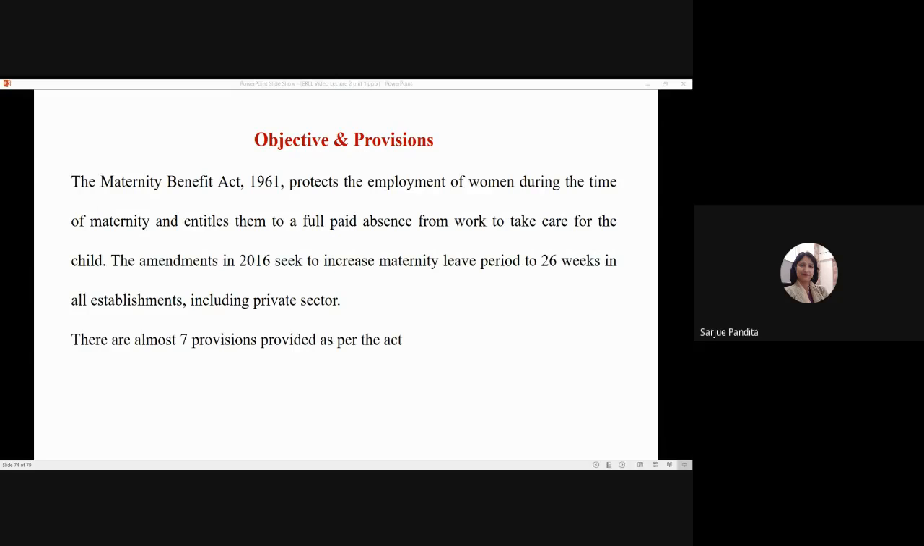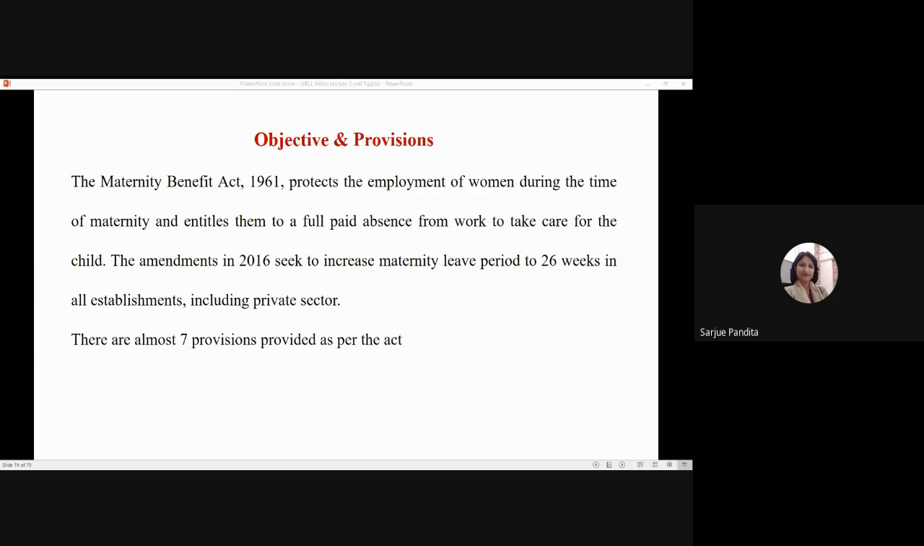For the purpose of calculating the days on which a woman has actually worked in the establishment, the days for which she has been laid off in the period of 12 months immediately preceding the date shall be taken into account. For example, if before going on maternity leave she was somehow laid off during the 12 months, the employer cannot say that that period will not be considered as working period. The provision says that that period has to be counted as a working period.